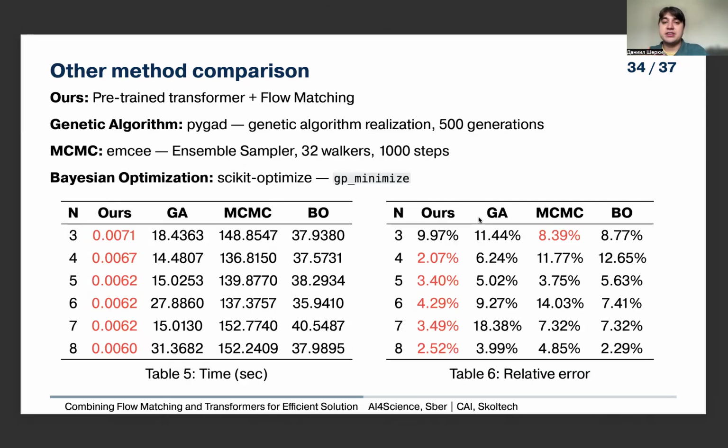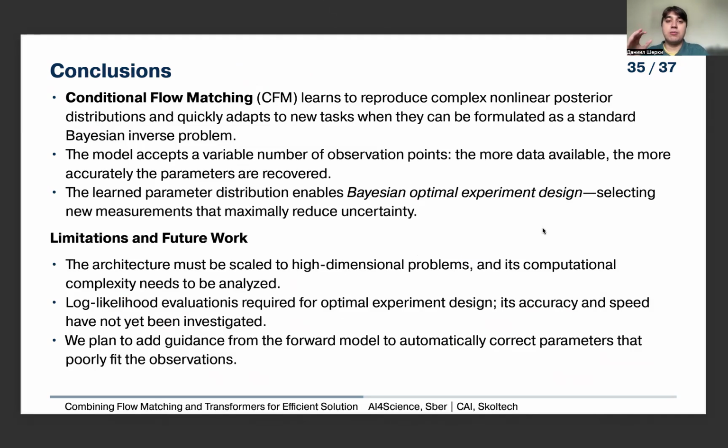We also compared our method with classical techniques like genetic algorithms and Bayesian optimization. The table shows that our approach is dramatically faster in CPU inference time, while matching or exceeding their accuracy. Conditional flow matching learns complex nonlinear posterior distributions and adapts rapidly to new tasks that can be posed as standard Bayesian inverse problems. The model accepts a variable number of observation points. The more data, the more accurate the recovered parameters.